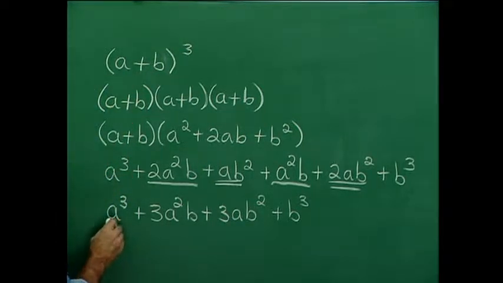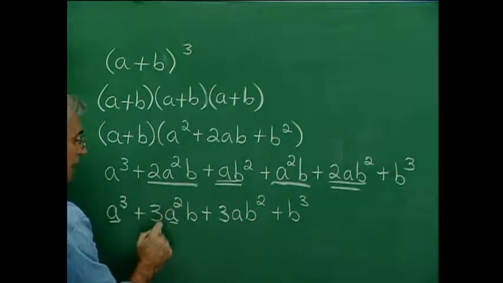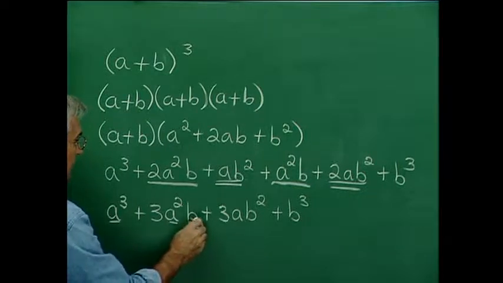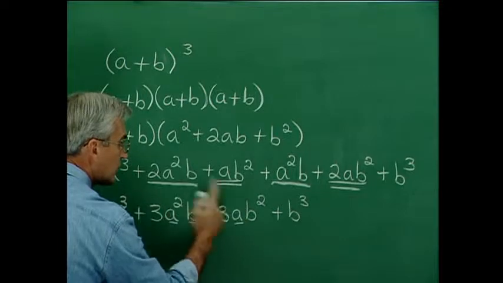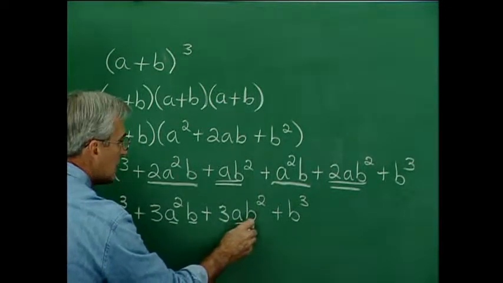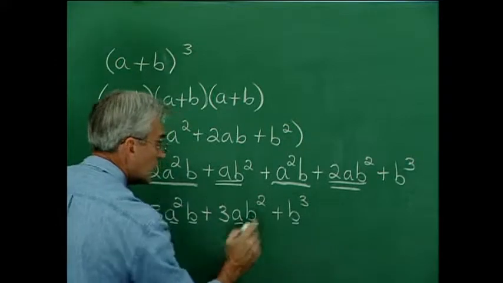So this is nothing more than the first entry up there cubed. This is 3 times the first entry squared times the second entry to the first degree. This is 3 times the first entry up there in the binomial times the second entry squared. And this is the second entry cubed.